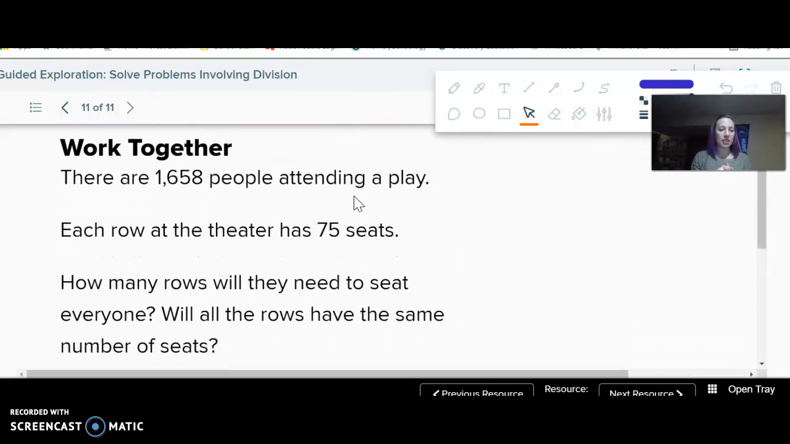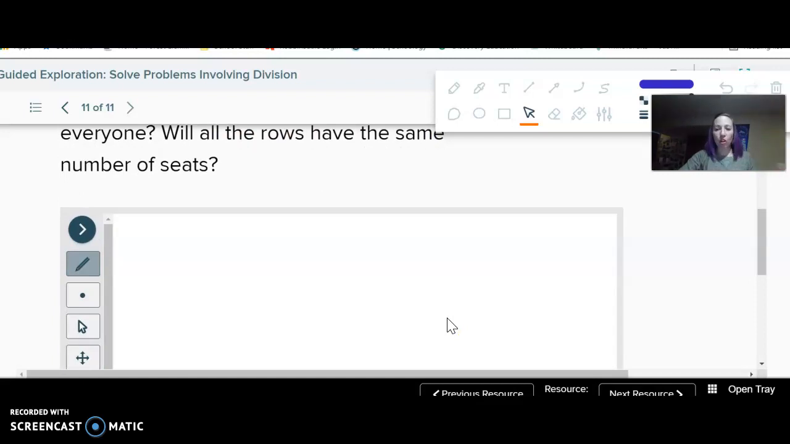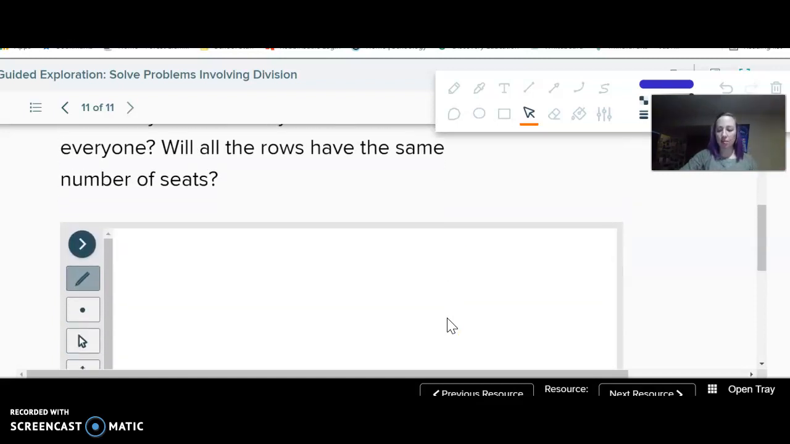So, there are 1,658 people attending a play. Each row at the theater has 75 seats. Can you picture in your mind? It says a play, but imagine a big movie theater if you've never been to a play. Long rows that each have 75 seats. All these people going to this play. How many rows will they need to seat everyone? And then will all the rows have the same number of seats? Or will they all be full, is another way that sometimes they say it.